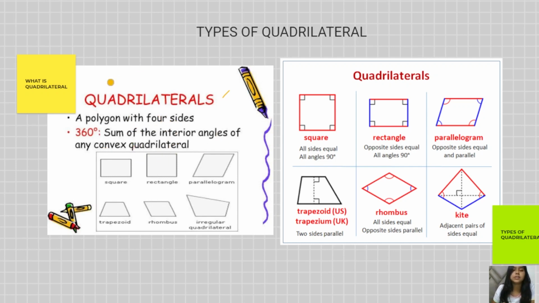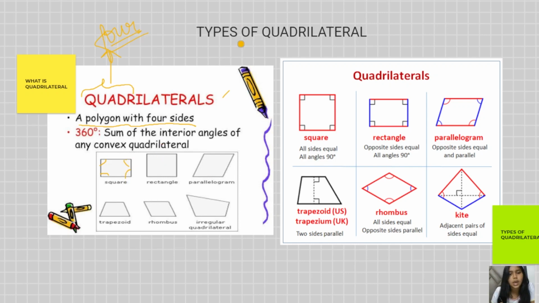What does that mean? As I told you, quad means four, so it has four sides. That is why any polygon having four sides is termed a quadrilateral. Then the interior angle sum of the quadrilateral is equal to 360 degrees.